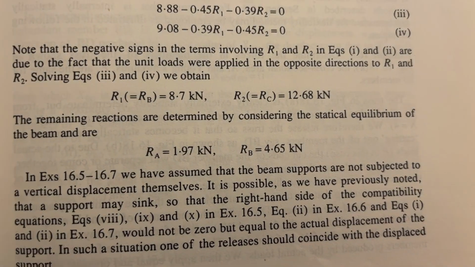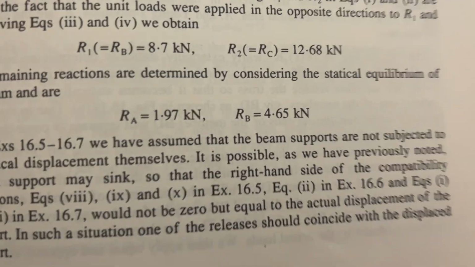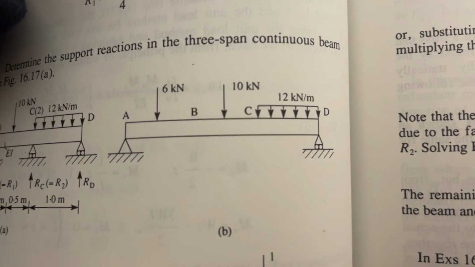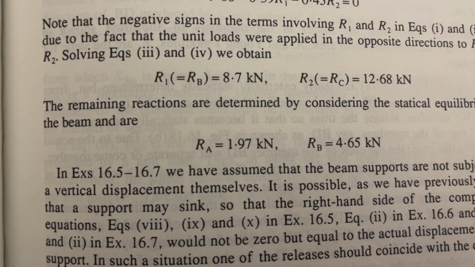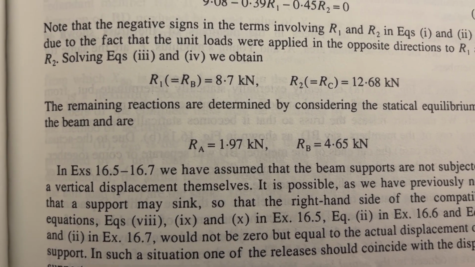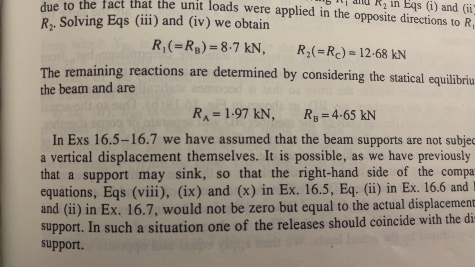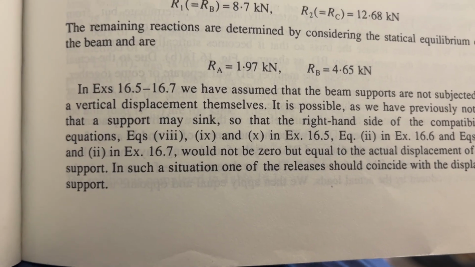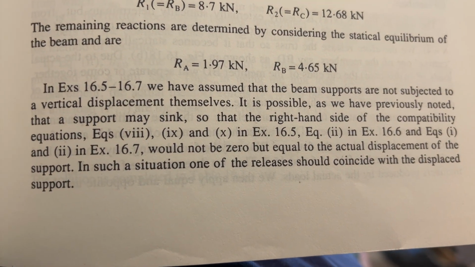The remaining reactions are determined by considering the statical equilibrium of the beam and are RA equals 1.97 kilonewtons, RD equals 4.65 kilonewtons. As I said before, the whole thing has to add up to 28. So you've got 8.7 plus, let's say, 9 plus 12.5, that's 21, plus about 2 plus 4. So that's about right.